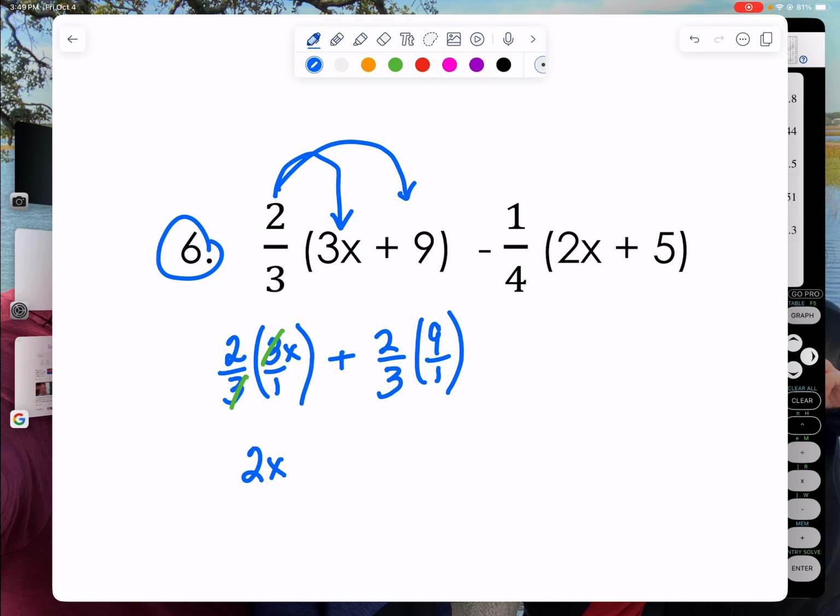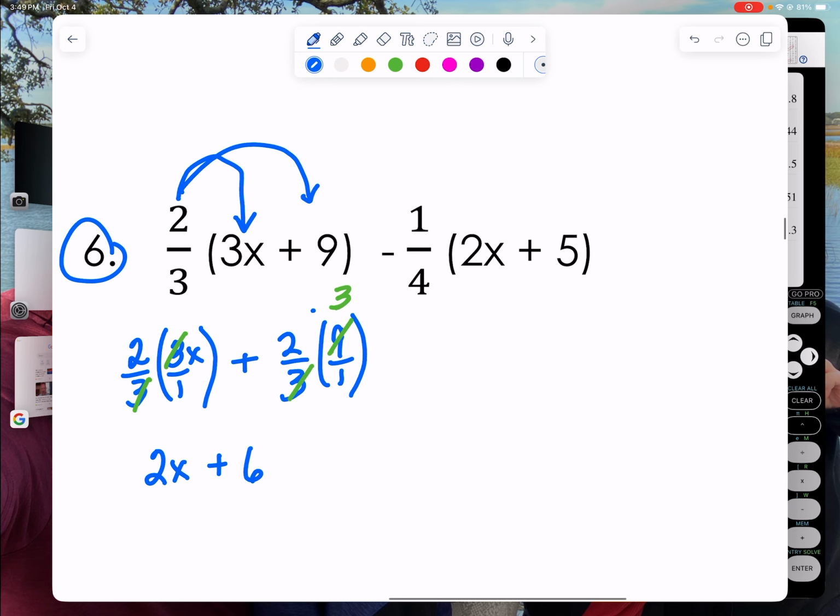And then 2/3 times 9, I can cancel again. I can put 3 into 9, goes 3 times. So 2/3 times 9 will wind up just being, what's that, 2 times 3? So that's just going to be 6. Because I just multiplied those tops together. So I've simplified the first one.